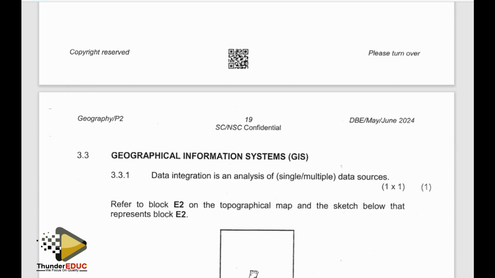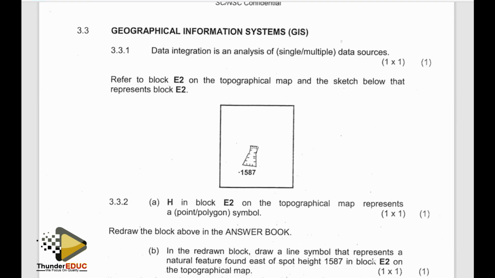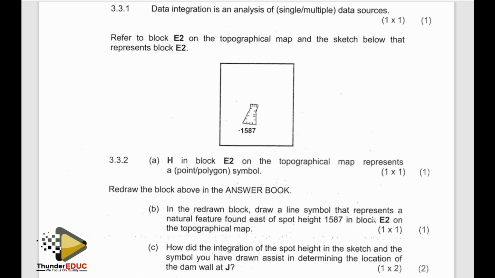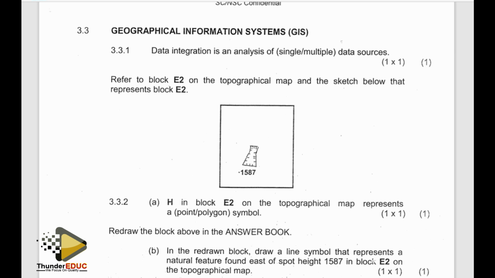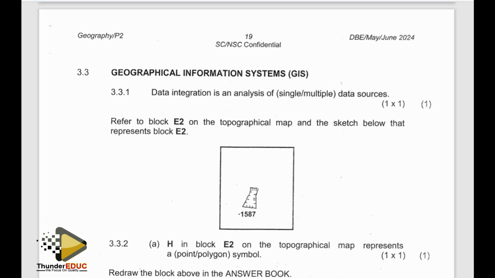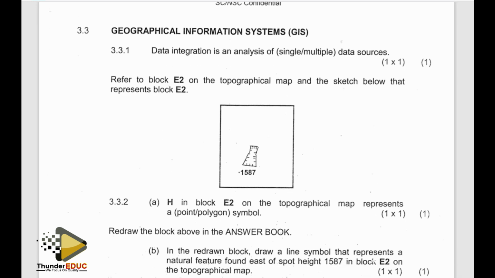Right. Move on to the next question. Is data integration an analysis of a single or multiple data sources? When we are looking at integration, we are combining different data sets. We are bringing together different data sets. So it's analysis of multiple data sources.